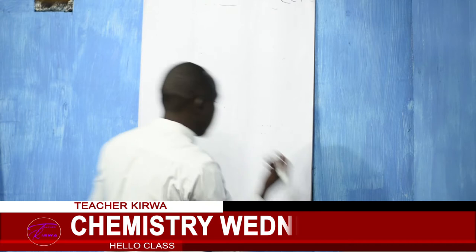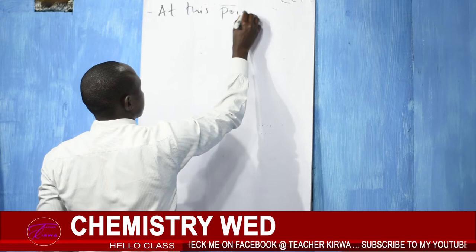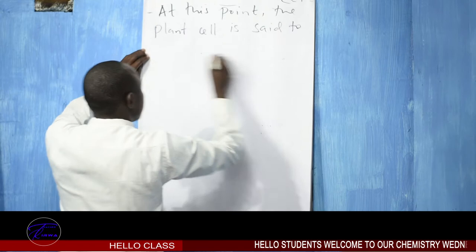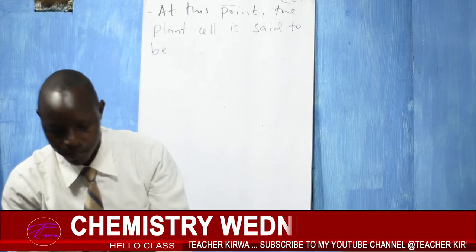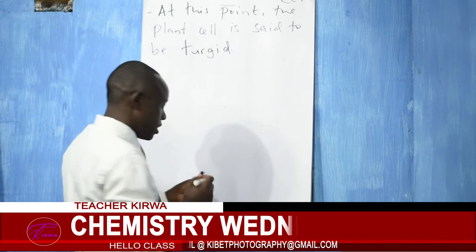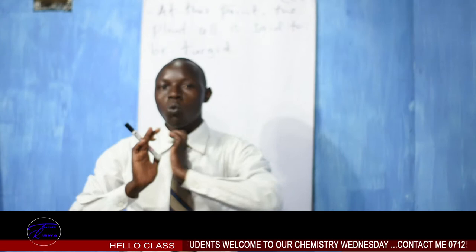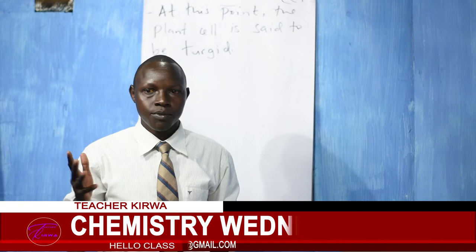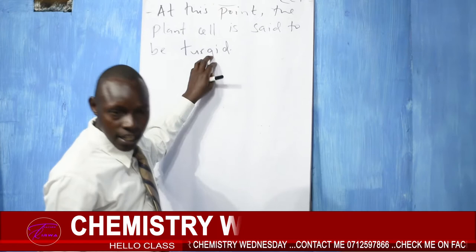So at this point, the plant cell is said to be turgid, where we have the turgor pressure and the wall pressure. Turgid means stiff or firm. So when it is firm, we say the cell is turgid.